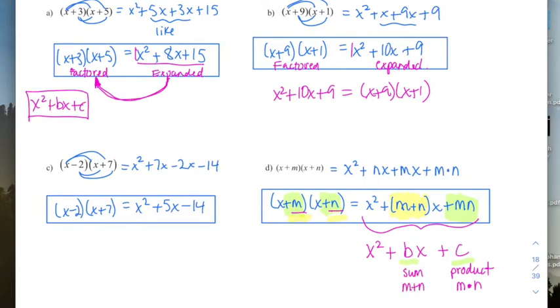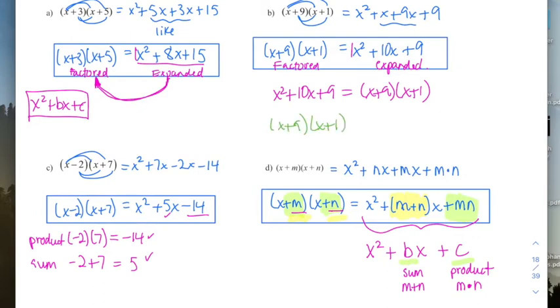If we look back at questions A, B, and C, I can see that as well. If I take -2 and multiply it by 7, that gives me -14, which is that last term. If I sum them together, I get 5, which is my b term, my middle term. Let's have a look at these other ones here. So x plus 9, x plus 1. If I take 9 times 1, I get 9.